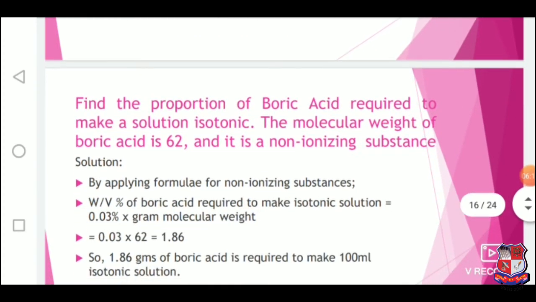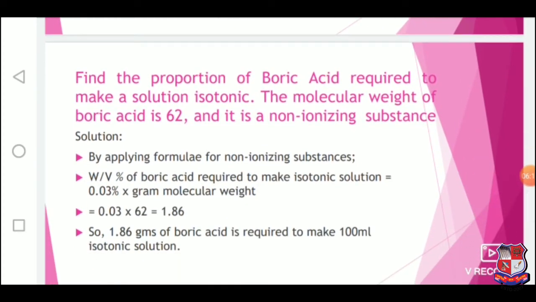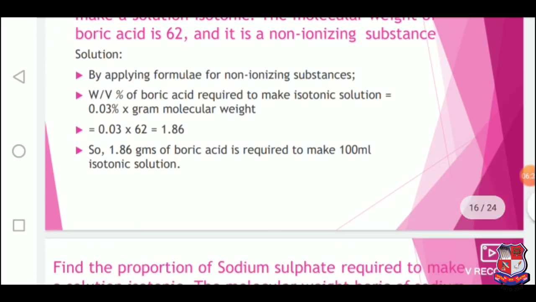This is an example for the calculation purpose. In that, we have to find the proportion of boric acid required to make an isotonic solution. So, by applying the formula for non-ionizing substance, we get 1.86 grams of boric acid required to make 100 ml of isotonic solution.